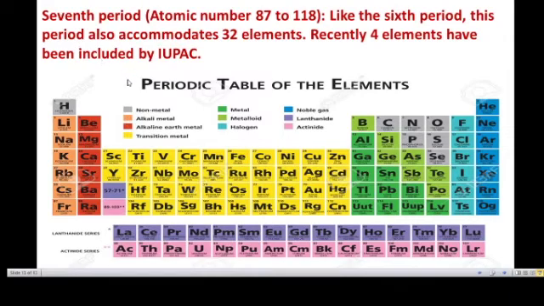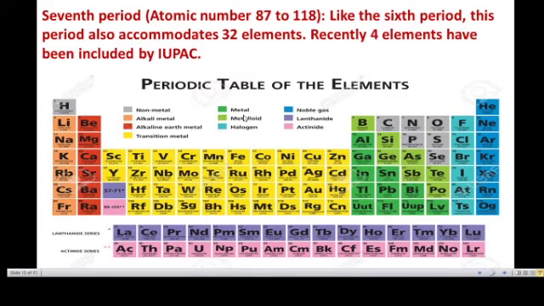The first period is called the shortest period. The second and third periods are called short periods. And then the fourth and fifth periods are called long periods. Sixth period is the longest period. Like the sixth period, the seventh period also accommodates 32 elements.